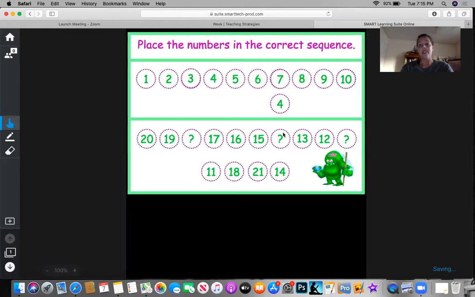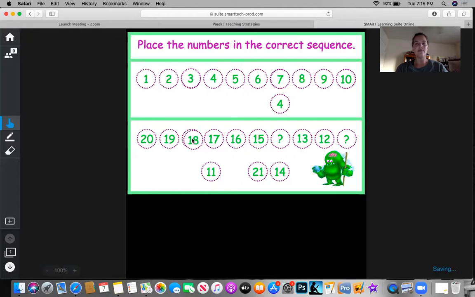All right, now this number line right here is actually going to count backwards. So we're starting with the big number 20, and we're going to go backwards towards 0, or in this case, towards 11. All right, so here we go. See if you can follow along with me. Ready? 20, 19. What's next?